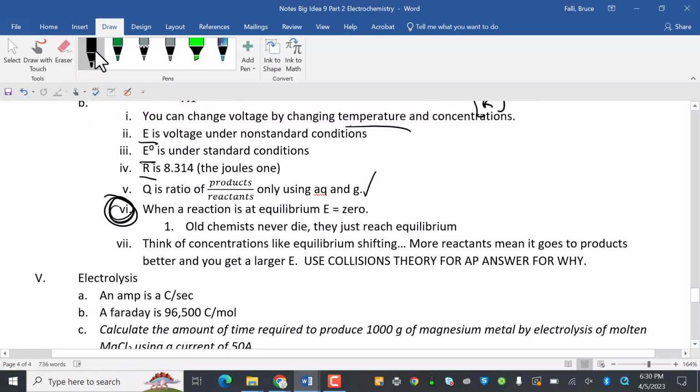And there's the joke, old chemists never die, they just reach equilibrium. So a dead battery is at equilibrium.